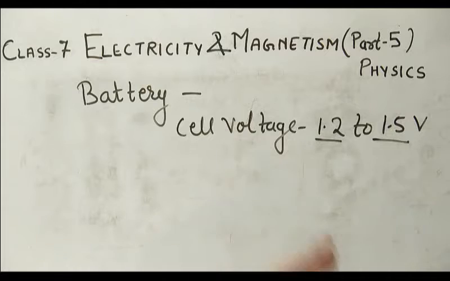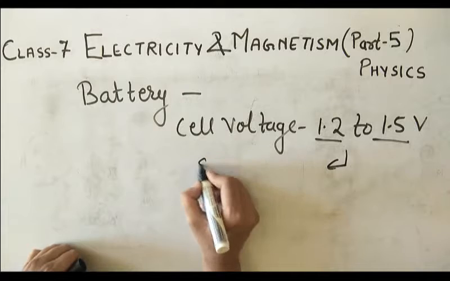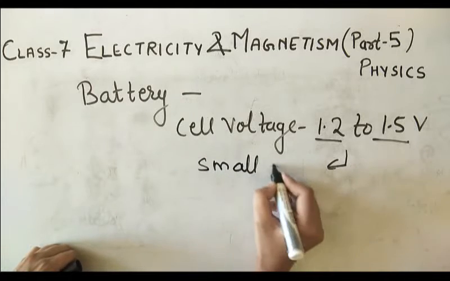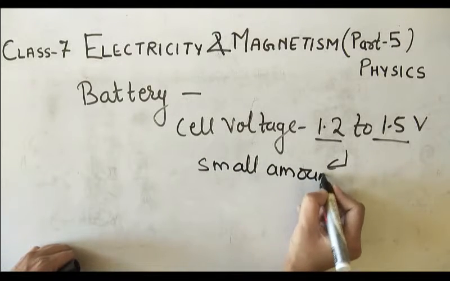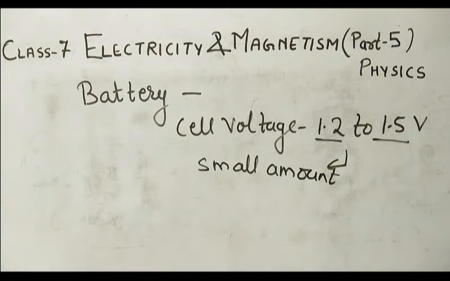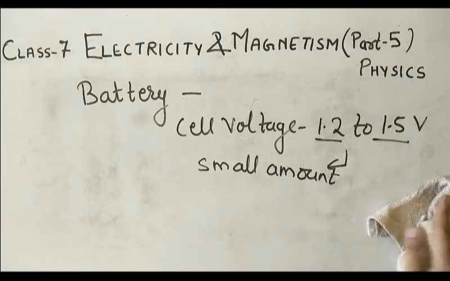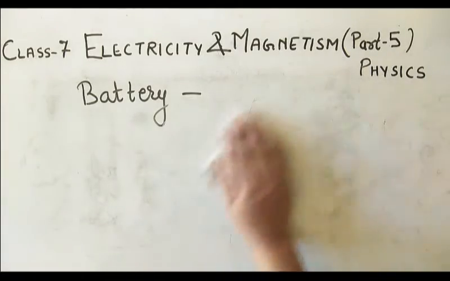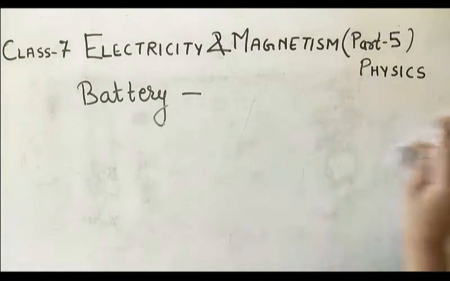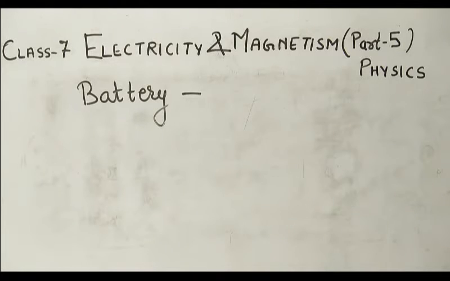Okay, which can produce a small amount of current. So it is going to produce a small amount of current. So if a small amount of current is there, it is not sufficient to run a huge capacity toy and the battery and the other things. So for that we are combining one cell to another.